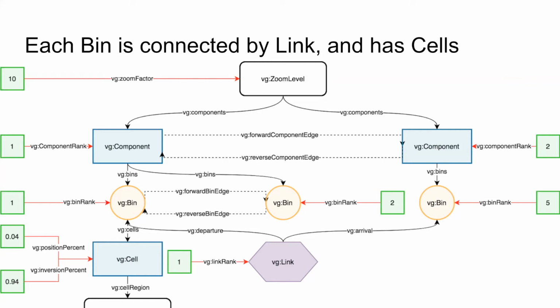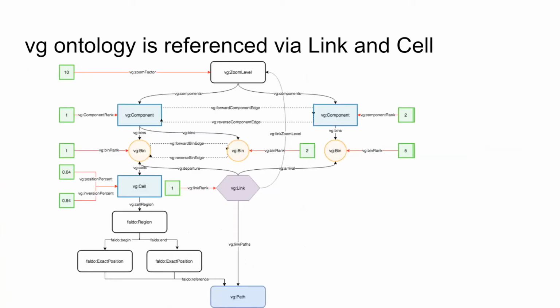In addition, in some cases, non-linear links connect between bins. To represent this, a link has a departure and an arrival to bins. You might wonder how to connect this Pantograph ontology to the VG ontology. Actually, cells and links have edges to the VG path. So this Pantograph ontology can be inferred from the original variation graph. That's the design of the Pantograph ontology and VG ontology. Then let's move on to the result part.